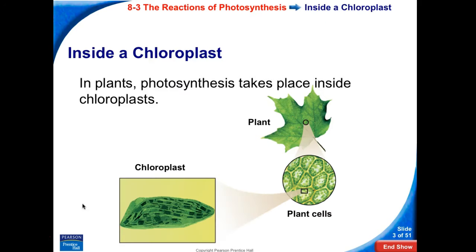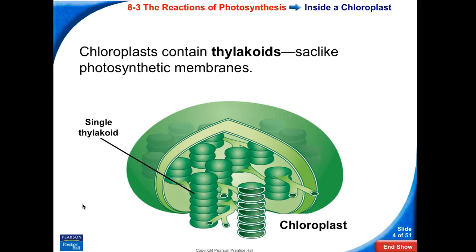So the reactions of photosynthesis, looking inside a chloroplast. In plants, photosynthesis takes place inside the chloroplast. The chloroplast is that organelle inside a plant leaf or inside a plant cell where photosynthesis occurs. If we look at the structure of a chloroplast, it contains thylakoids. The thylakoids are sac-like photosynthetic membranes. Inside the thylakoid spaces is where the pigments would be stored, so plant pigments.